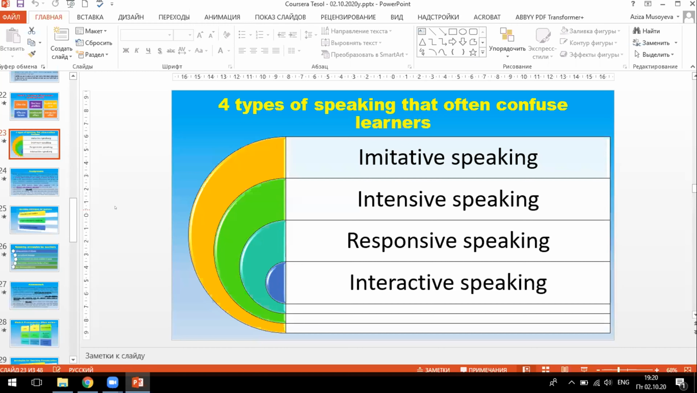And responsive speaking requires students to respond to a question. As we said already, for example, in IELTS or TOEFL, the examiner asks the question and you answer the question. It is like responsive speaking. And interactive speaking means free speaking in a more naturalistic way, for example, turn taking, or you can ask your students to speak in a group. Yeah, it is more interactive because they speak more freely.